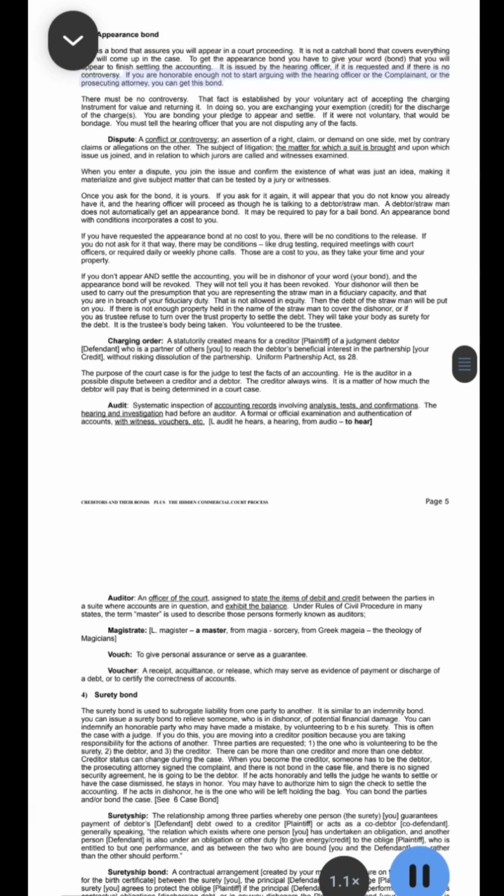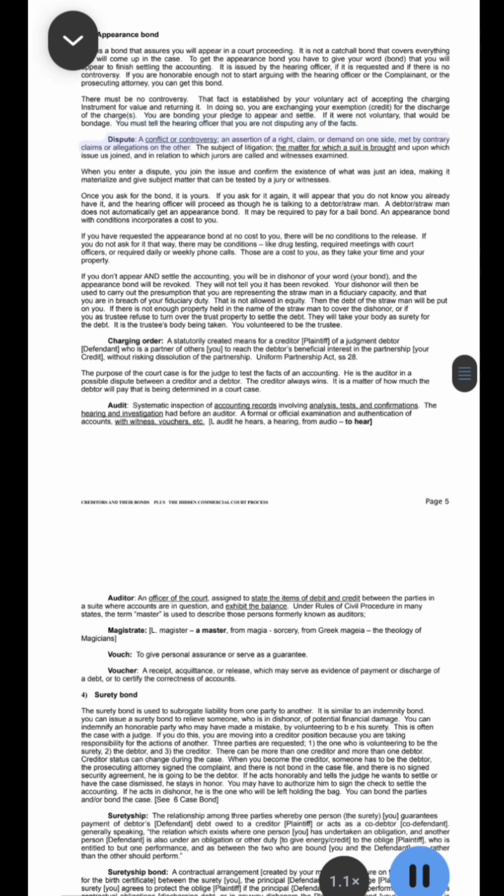If you are honorable enough not to start arguing with the hearing officer or the complainant, or the prosecuting attorney, you can get this bond. There must be no controversy. That fact is established by your voluntary act of accepting the charging instrument for value and returning it. In doing so, you are exchanging your exemption credit for the discharge of the charges. You are bonding your pledge to appear and settle. If it were not voluntary, that would be bondage. You must tell the hearing officer that you are not disputing any of the facts.